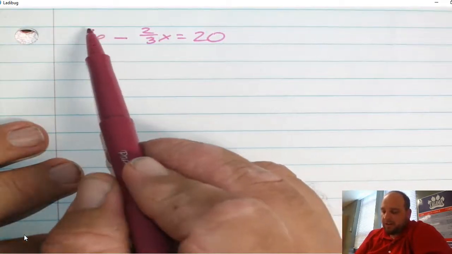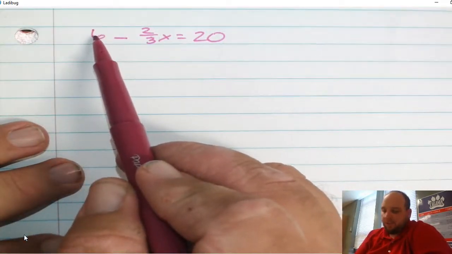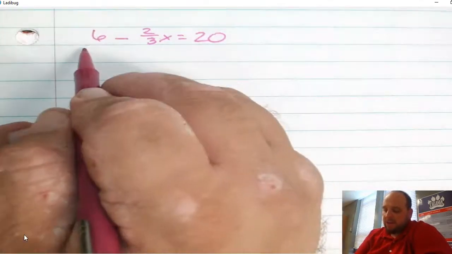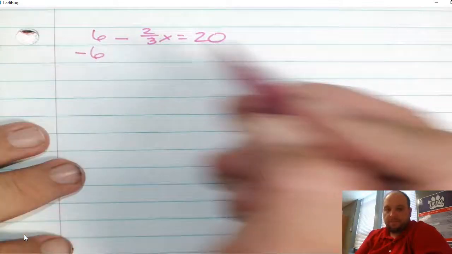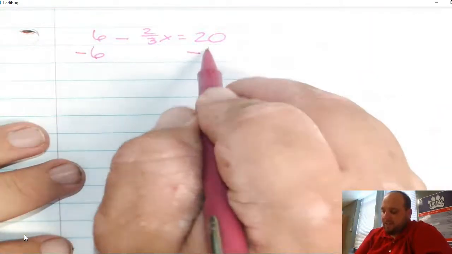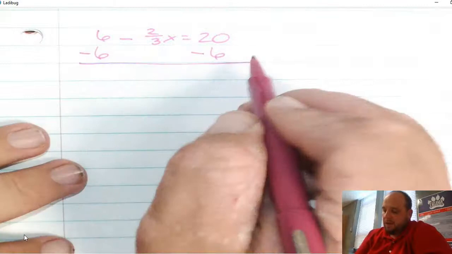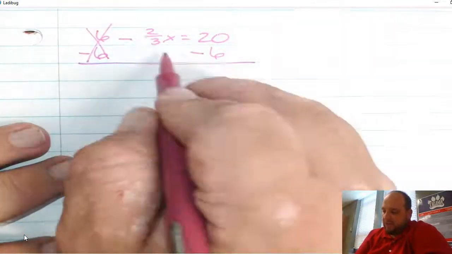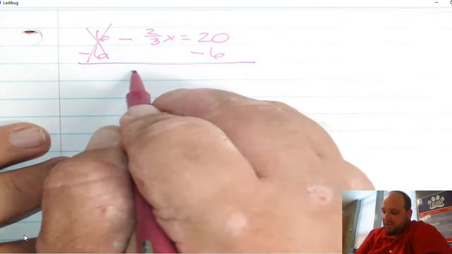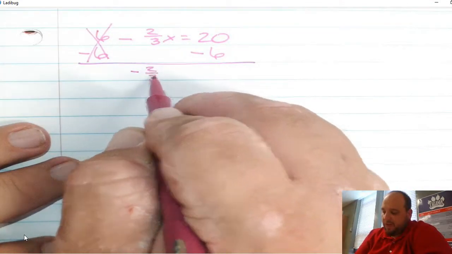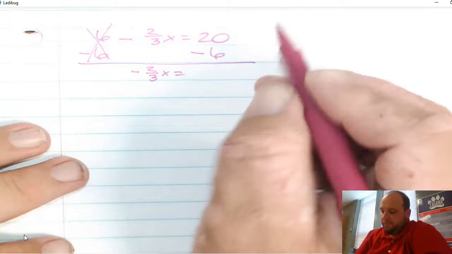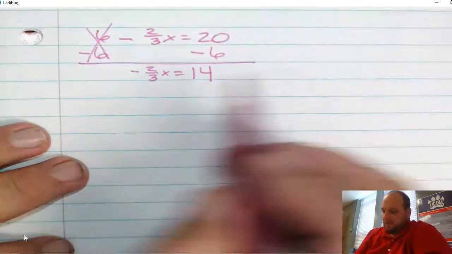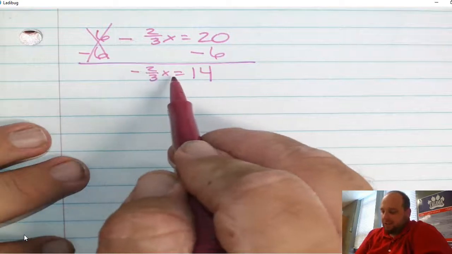So I have to look at this 6. Is this 6 positive or negative? Well, there's no sign in front of it, so it's positive. How do I get rid of a positive 6? I subtract 6. I do that to the other side of the equal sign. This will cancel out because they're opposites. This minus sign now actually associates itself as a negative with the 2/3 x. 20 minus 6 actually gives me 14. Negative 2/3 x equals 14.